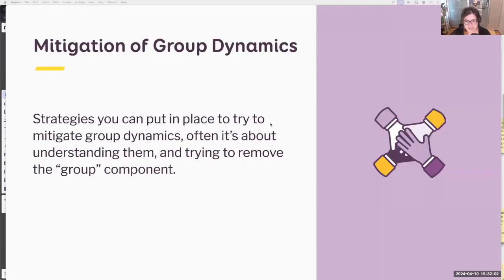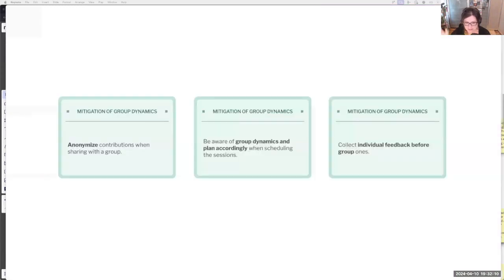Things about mitigating group dynamics. Often it's about removing the group elements. So finding ways to avoid having collective, avoid having group feedback, start having individual feedback first and then get the group one. Anonymizing contribution. So if you're doing those sort of things where you ask people for their opinion, even in a setup, you can ask them to put it on a paper and then they put it in a bag. Of course, you could check the handwriting, but at some point, that's going very, very far.